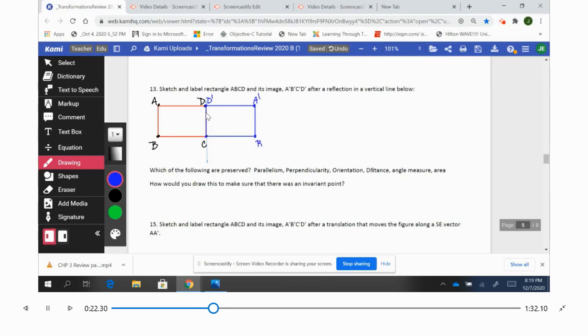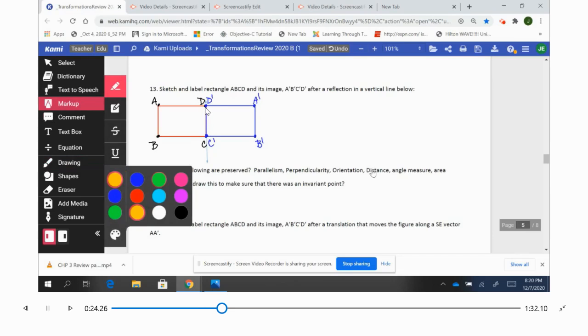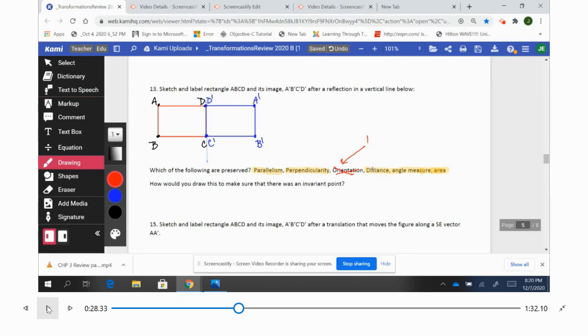So all the points from D to C are invariant. All those points on that segment are invariant. So it's not just the vertices D and C that are invariant, it's all these points in between. Now points A and B and all of these, they actually moved.